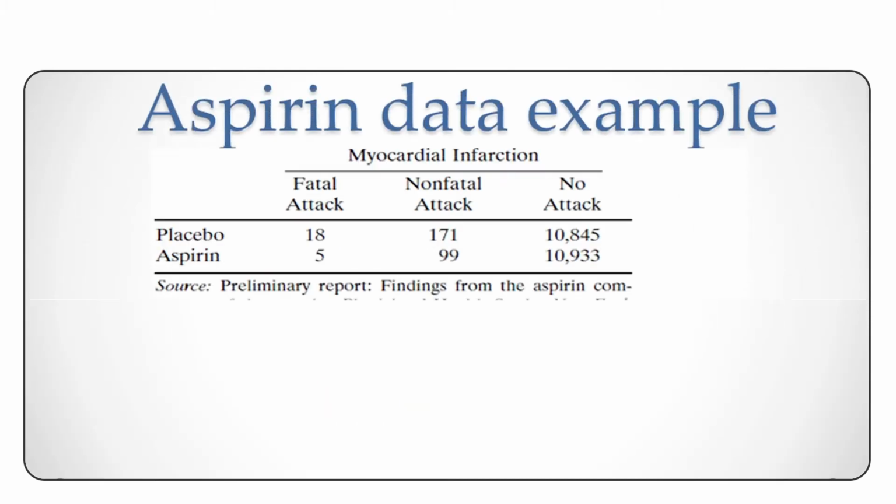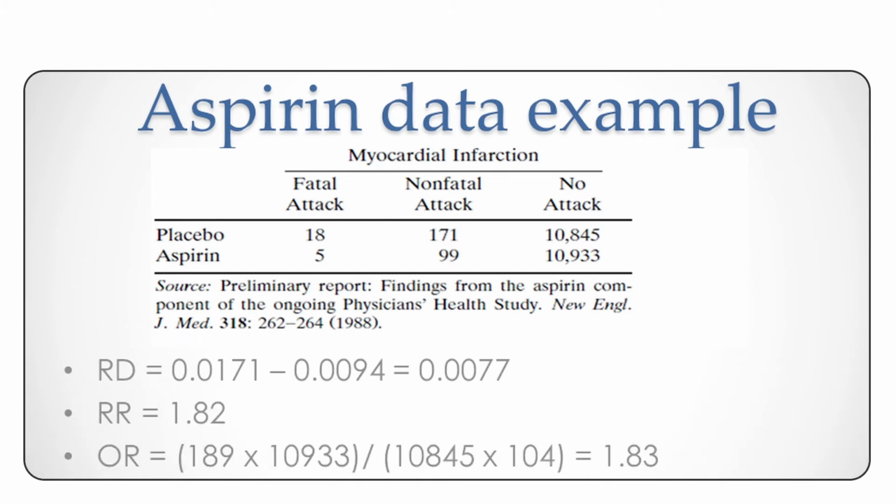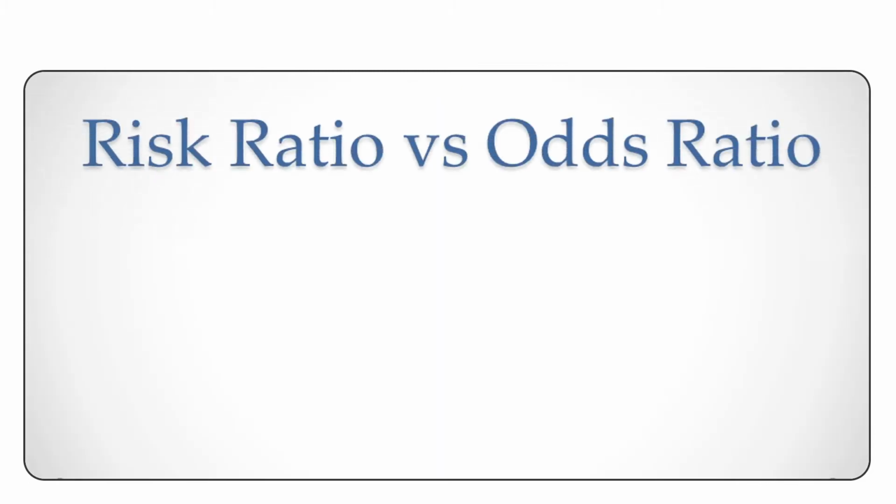So we go back to the aspirin data example and we reduce it to a 2 by 2 table, and from here we can see that the odds ratio is given by 189 into 10933 divided by 10845 into 104, which turns out to be 1.83.